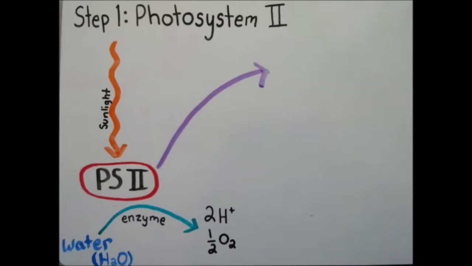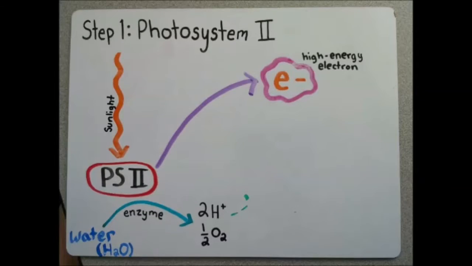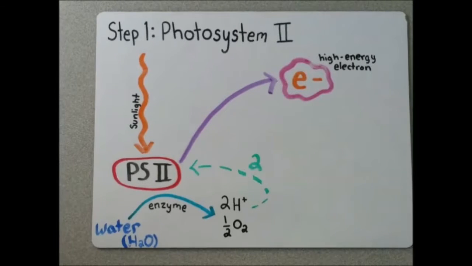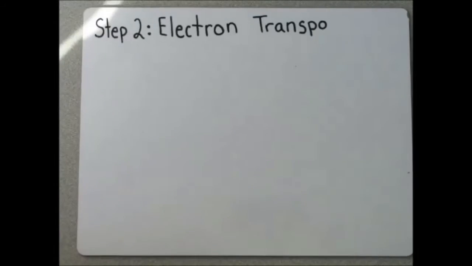The energy from the sunlight provides enough power to create a high-energy electron that exits the photosystem. The leftover electrons from hydrogen are used to replace the electron that left photosystem 2. Step 2. The electron transport chain.